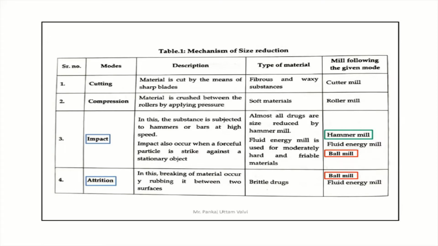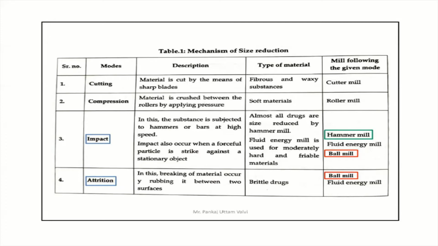the mechanism of size reduction. It's from bigger particles to smaller particles. So it varies with the type of material. When we use size reduction, the important thing is the type of material. So the mill following the given mode is the cutter mill.